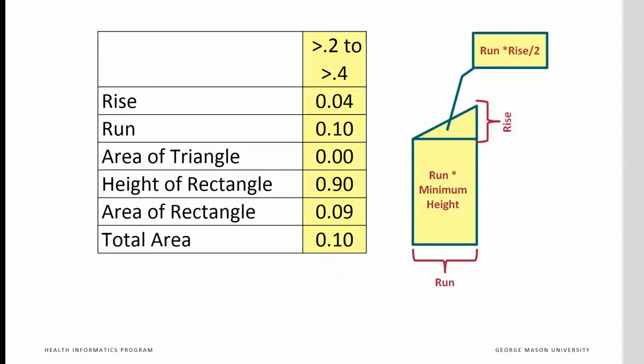For example, between the two cutoff points greater than 0.2 and greater than 0.4, the triangle has the rise in sensitivity of 0.04 and a run of 0.1. The rectangle below the triangle has a run of 0.1 and a height of 0.9. 0.9 corresponds to the minimum of sensitivity at these 2 points. The net triangle and rectangle areas are 0.004 and 0.09 for a total area of 0.10.